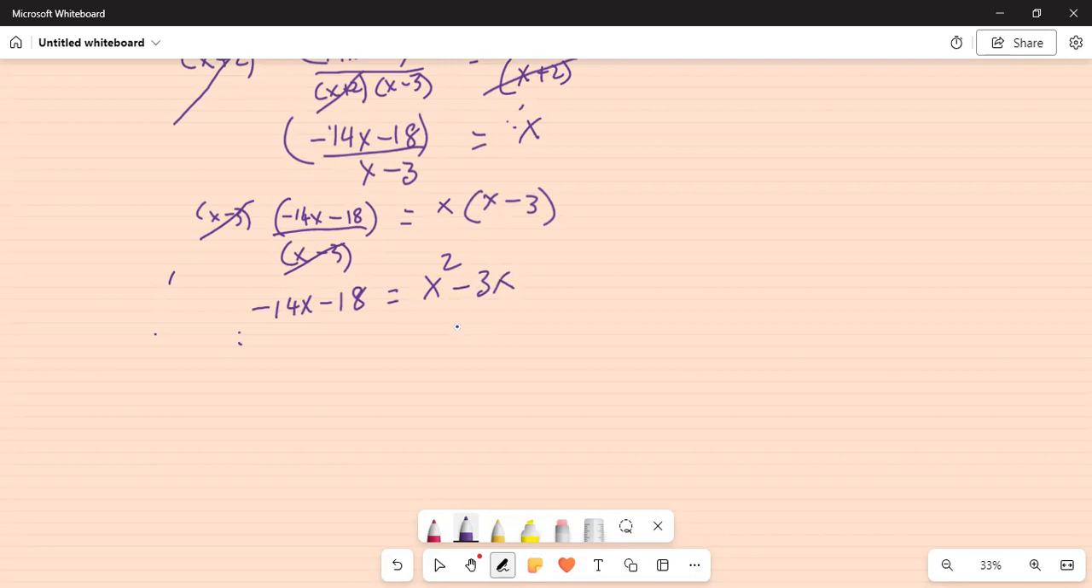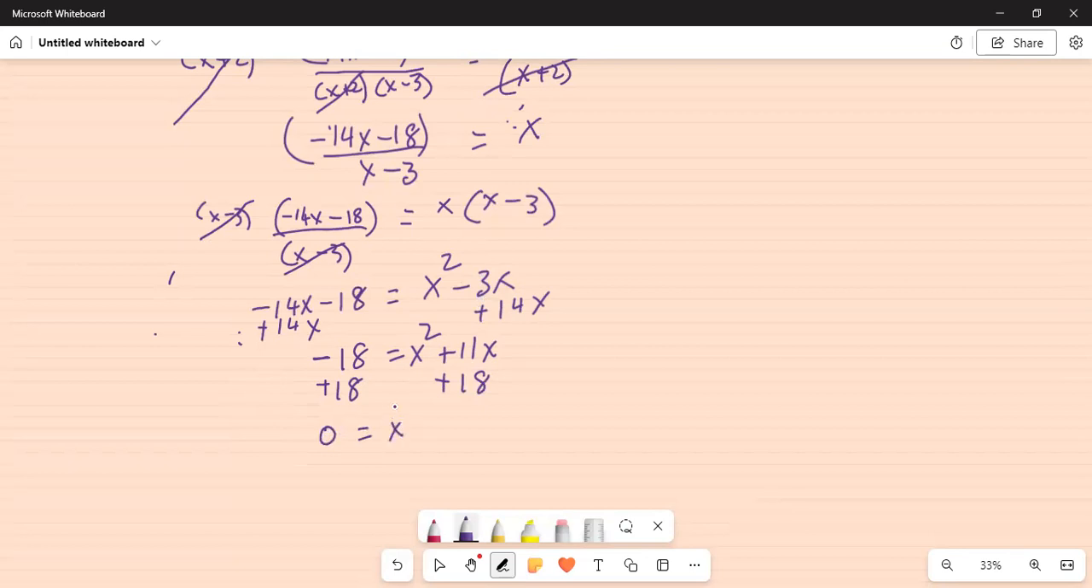Okay. So now you can add the 14x on both sides. So you'll be left with minus 18 is equal to x squared plus 14x minus 3x, which is plus 11x, right? 14 minus 3 is 11. Now you add 18 to both sides and you get 0 equal to x squared plus 11x plus 18.